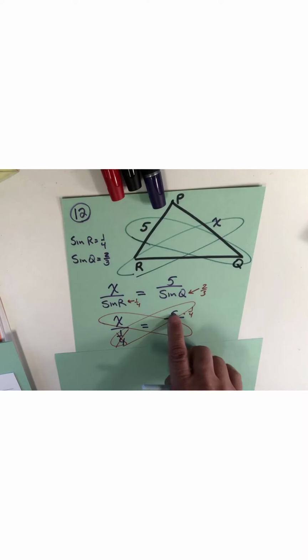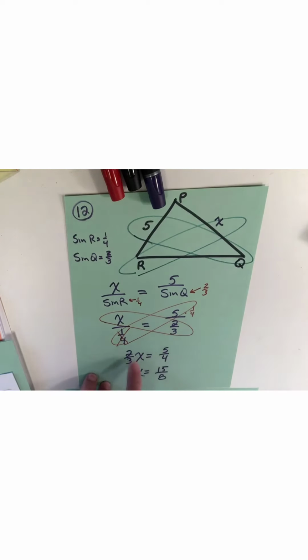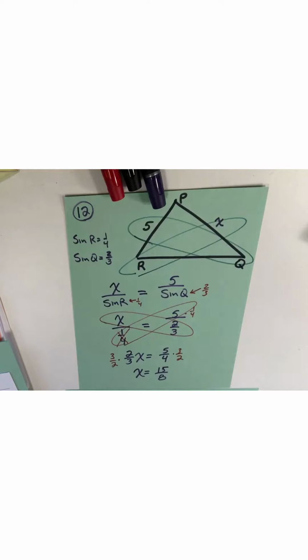So now 5 times 1/4 is 5/4, and 5/4 divided by 2/3 is 15/8. Or go ahead and cross multiply here and then multiply by the reciprocal, 3/2, and you'll end up with 15/8 anyway. Okay, that's number 12.